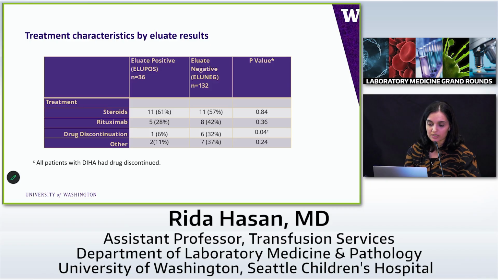And in terms of treatments tried, again, my thinking being maybe the eluate negative groups responded to steroids and didn't need rituximab or any other types of therapy. But there was actually no difference between the 2 groups except when it came to drug discontinuation, and that makes sense. So in the eluate negative group, they were significantly more likely to have a drug discontinued.